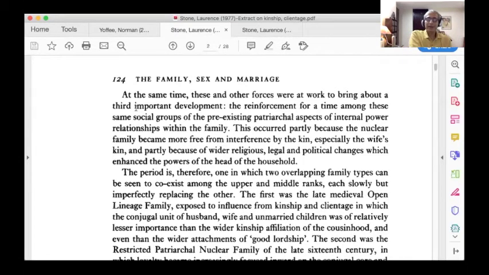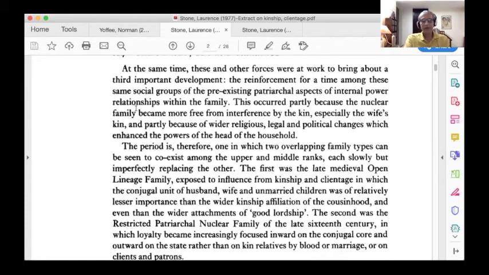So the patriarchal relationships that you see in lineage society, right? The kind of way where kinship was important and so on, that doesn't disappear, even as the nuclear family starts to become more important. And a large part of it has to do with the way in which the state now reorganizes or re-emphasizes the role of patriarchal relationships. So we'll see how this works.